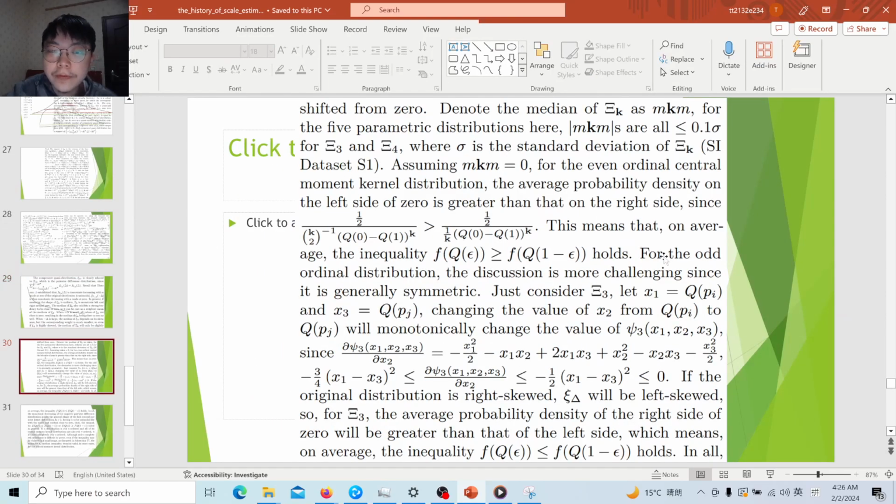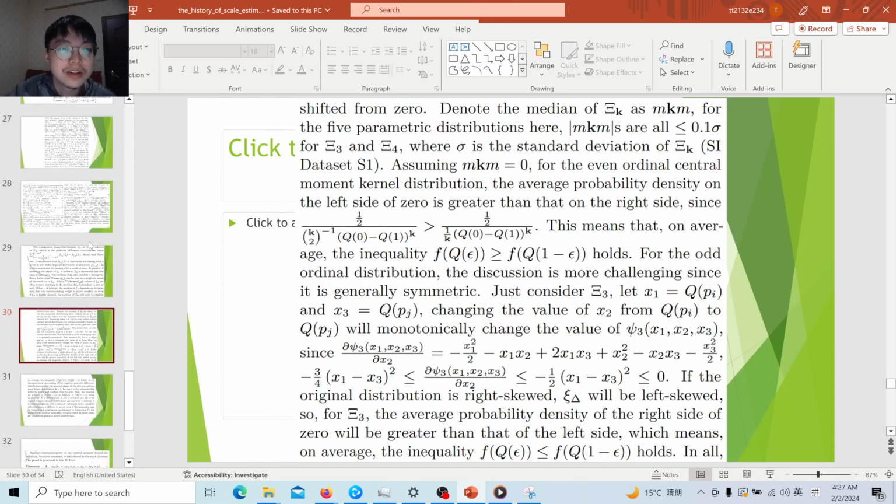And for the odd ordinal distribution, this is relatively challenging. If we consider the original distribution is right skewed, then this component distribution will become left skewed, due to finding the derivative of this kernel function. Then we can say that the probability density on the right-hand side of 0 will be greater than the left side. So it becomes just the opposite: it is not right skewed, it is relatively left skewed.